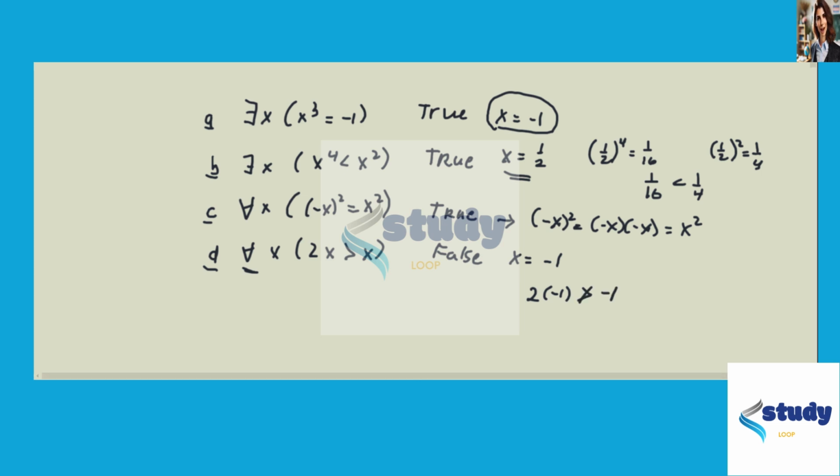Okay, so for there exists, you have to think of one. To prove not for all, you have to think of one. To prove for all, you have to do it algebraically.